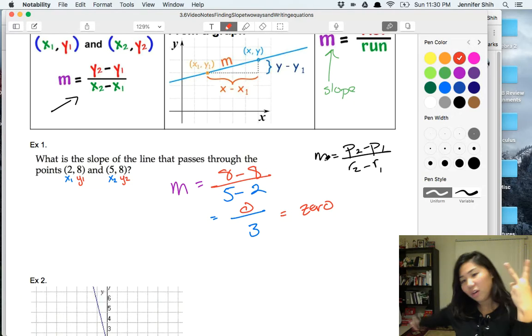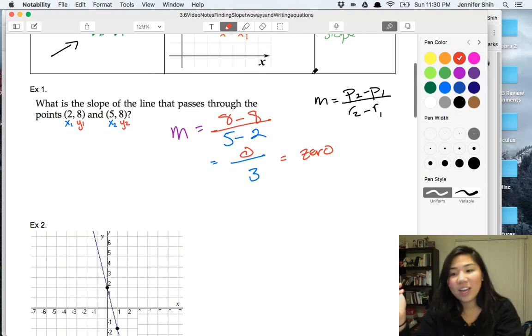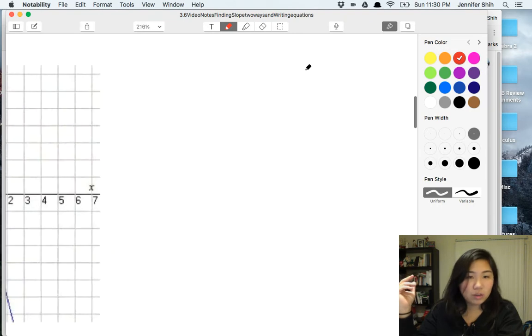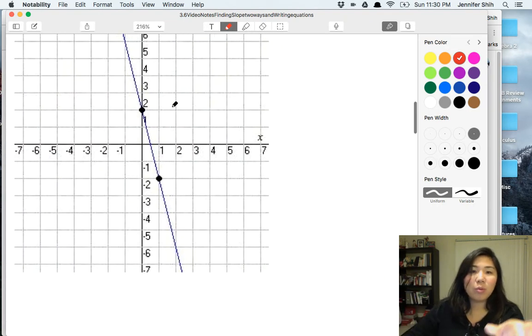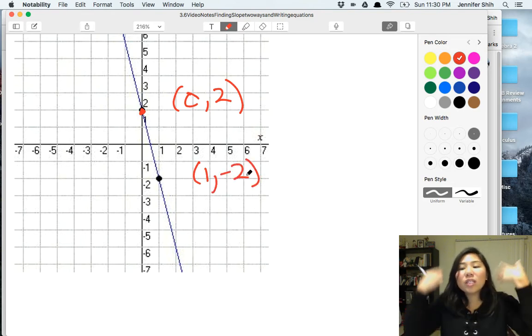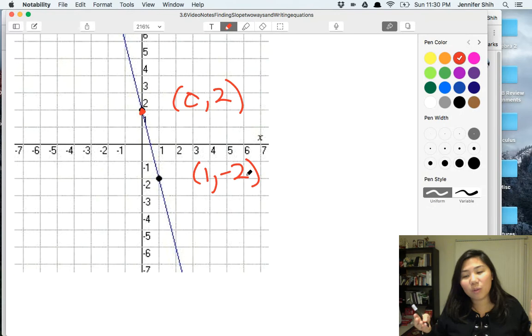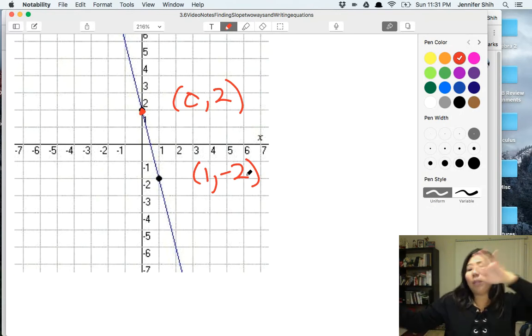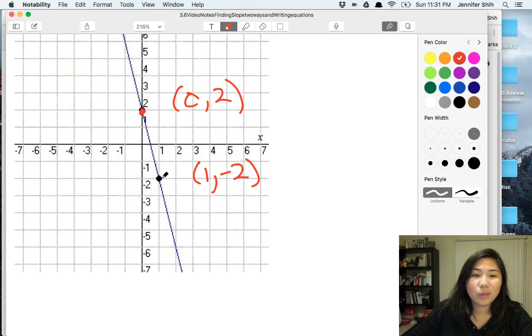Second part of this video, we're going to find the slope given a graph. And there's 2 ways you can do this. There's the first way where we can write down our points. Say, for example, this is (0, 2), and then this point is (1, -2). And we can do the same thing we did previously, which was use the formula, and we can plug in our formula. Or we can do it this way, where we are going to start at this point. Doesn't matter which point we start at, and we need to get to this point.